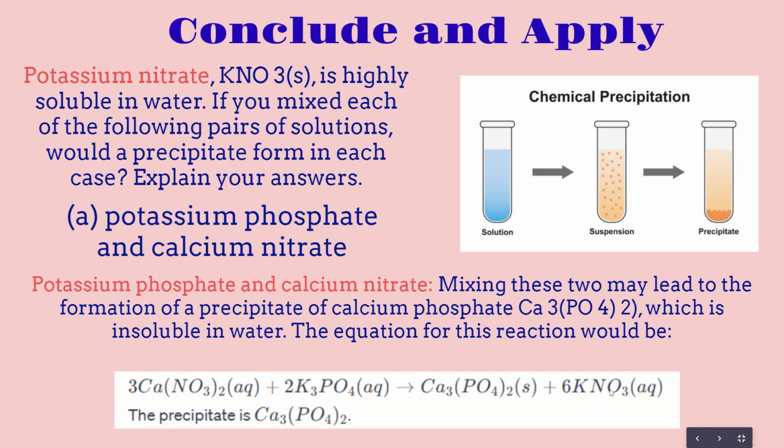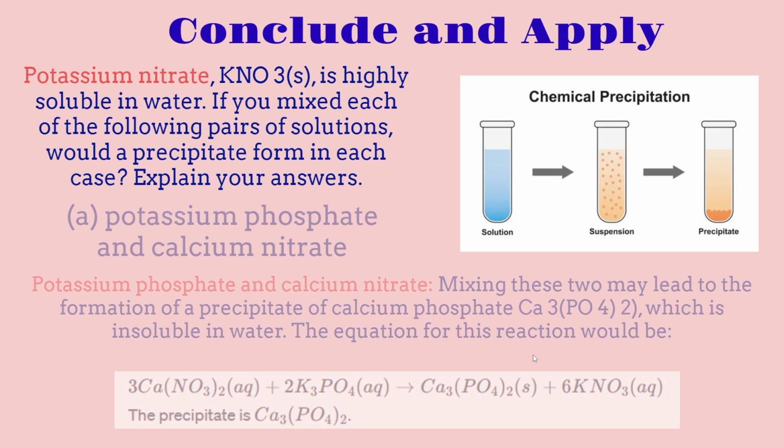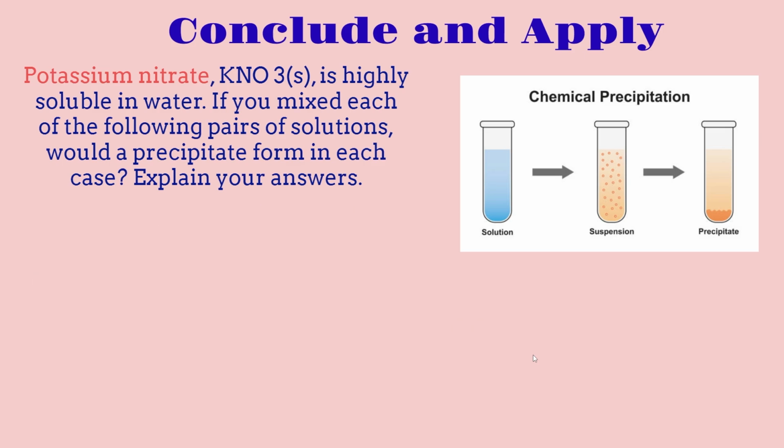And the reason why the resulting solution, like the water part, the cloudy water, is potassium nitrate is because, as we said up here, it is highly soluble in water. So since it's soluble, it's going to be evenly spread out throughout the whole solution. And that's why the resulting precipitate is calcium phosphate. So moving on, same as the last slide, potassium nitrate is highly soluble.